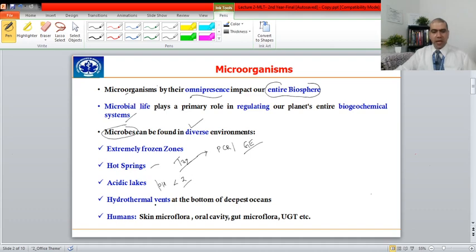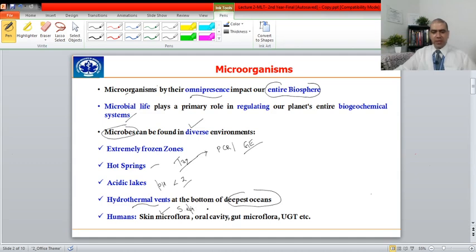They are present in hydrothermal vents, at the bottom of the deepest oceans, and of course they are present in humans. As I told in the last lecture, humans and microbes are inside us and outside us. So we have something called skin microflora. One example I can give is S. epidermidis. It's present on our skin.